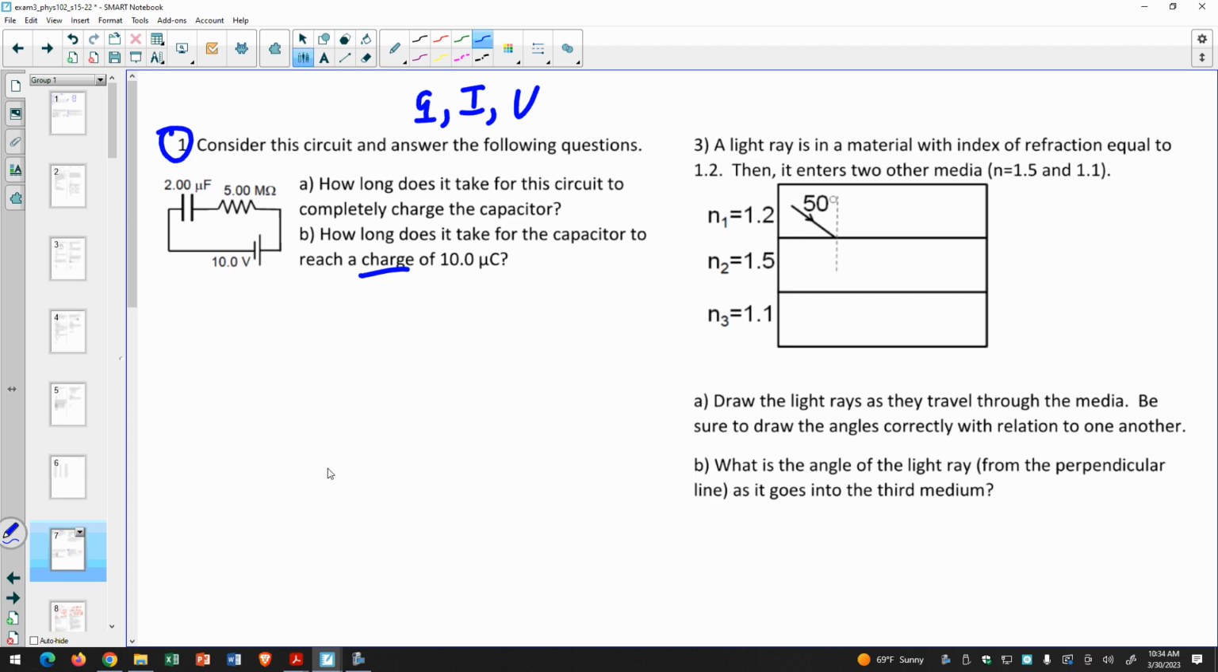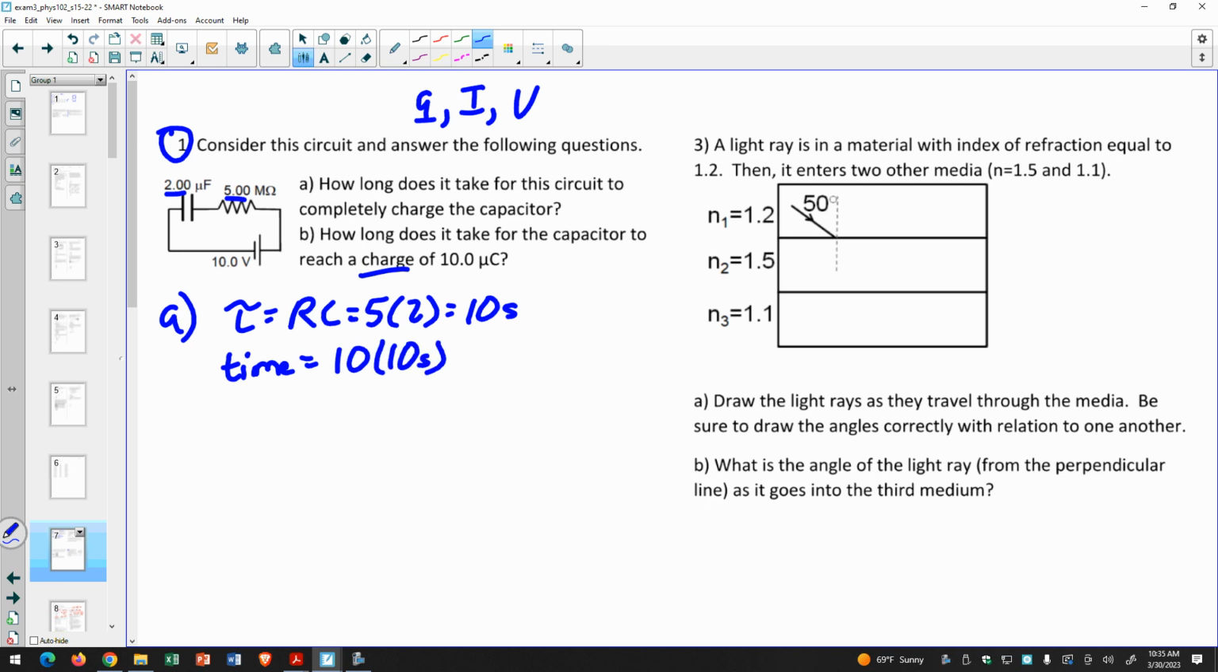So first of all, here for part A, actually, I'm not going to ask you this: how long does it take to completely charge the capacitor? But I might ask you that on the multiple choice. Actually, I probably will. So to do that, you first find the time constant. Remember, there are 2 times. There's the time constant, which is 5 times 2, which is equal to 10 seconds. And then there's the time to discharge or charge the capacitor, and that's equal to 10 times 10 seconds. So it's 10 times tau, which is going to be 100 seconds.